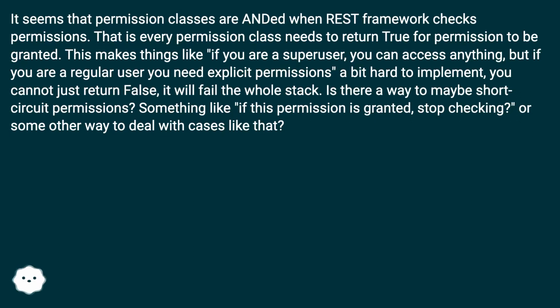This makes things like, if you are a super user, you can access anything, but if you are a regular user you need explicit permissions, a bit hard to implement. You cannot just return false, it will fail the whole stack. Is there a way to maybe short-circuit permissions? Something like, if this permission is granted, stop checking, or some other way to deal with cases like that.